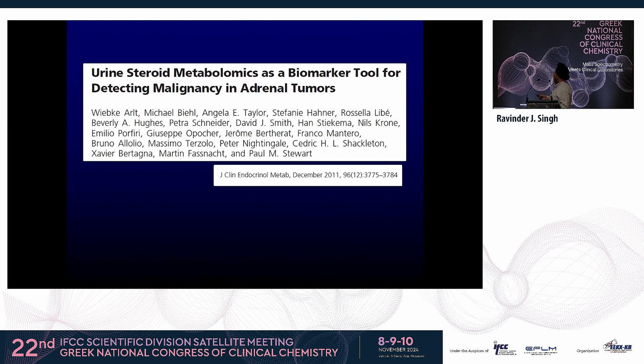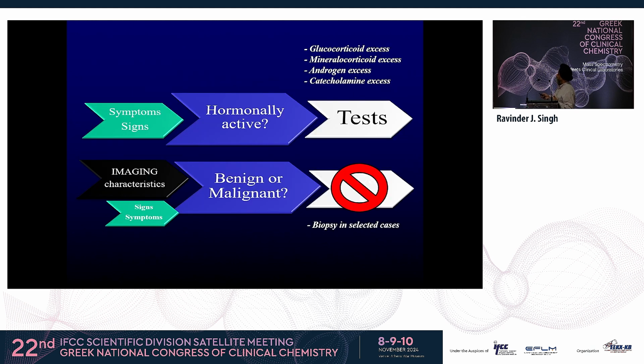So this work was published by Dr. Adolf Arlt in 2011 with Dr. Paul Stewart, where they applied steroid metabolomics and detecting, but I think when they did this study, they only had access to the GCMS, so they did not have as much experience with the LCMS-MS or with the plasma steroids. So they ended up going with the urine metabolites versus the serum active steroid.